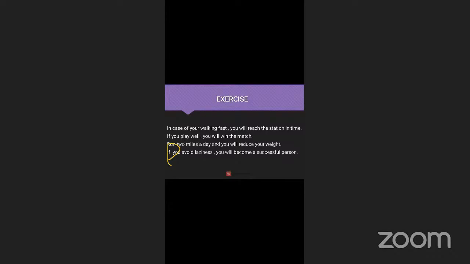So what is the main clause in the sentence? You will become a successful person is the main clause. And this part is a subordinate clause. This part is a main clause. Which part are we going to change? We will retain the main clause as it is. We are going to change the subordinate clause only.